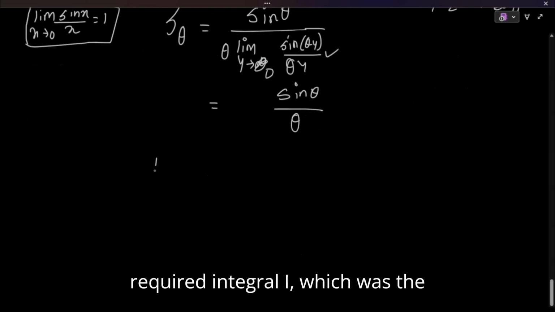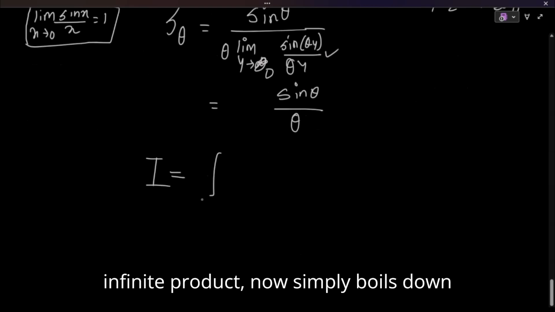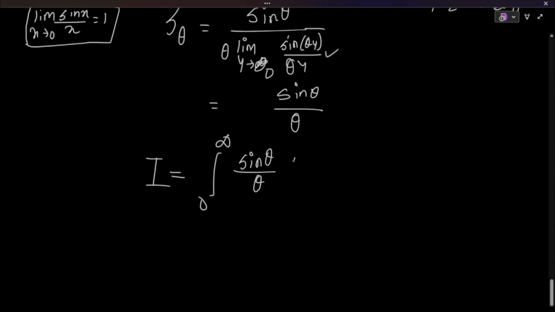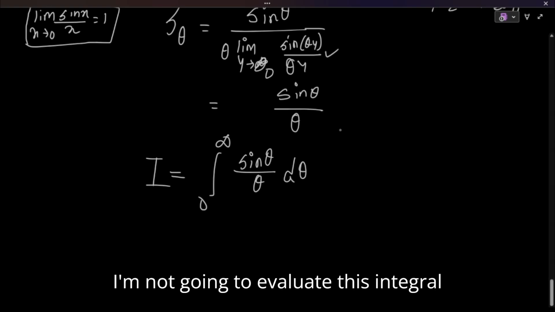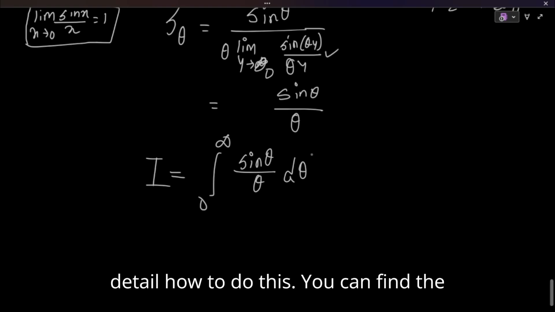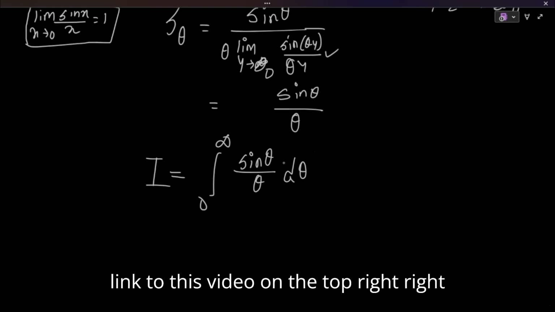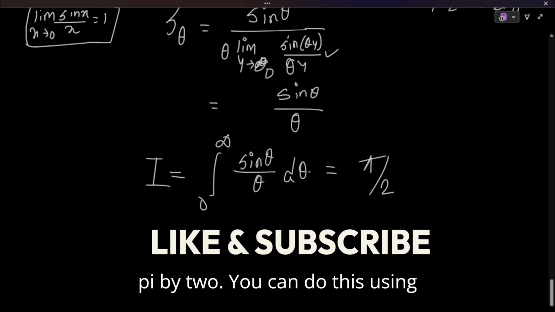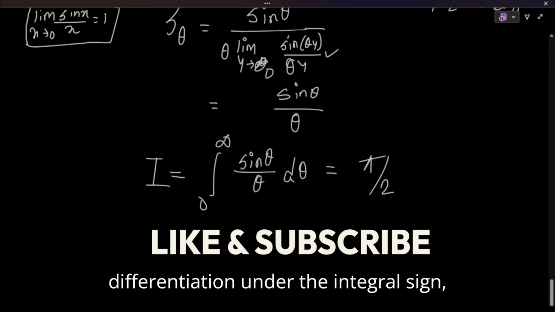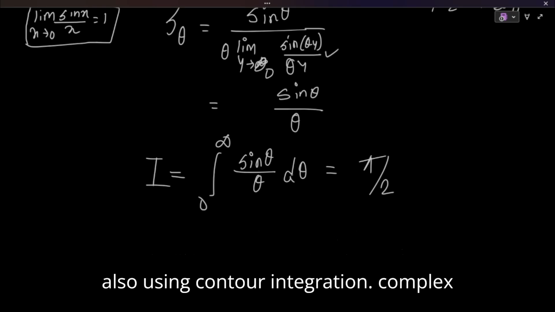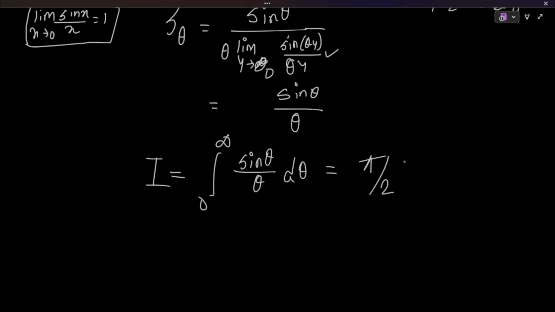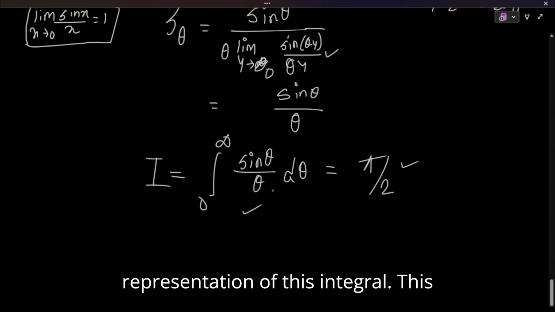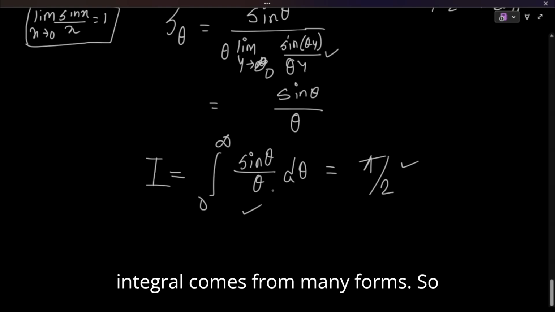And our required integral I, which was the infinite product, now simply boils down to the integral from 0 to infinity of sine theta by theta d theta. I'm not going to evaluate this integral because I have already shown in great detail how to do this. You can find the link to this video on the top right now. And this is basically equal to pi by 2. You can do this using Feynman's trick of integration, or differentiation under the integral sign, also using contour integration or complex analysis. Okay. So the final answer for the integral should be pi by 2. So that is just a representation of this integral. This integral comes in many forms. So that would be the answer.